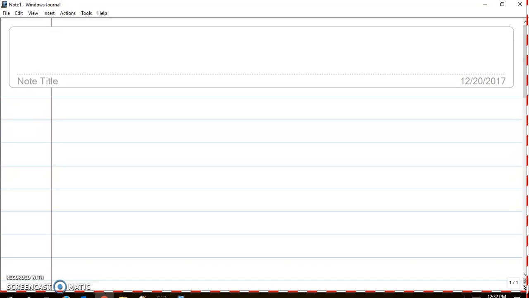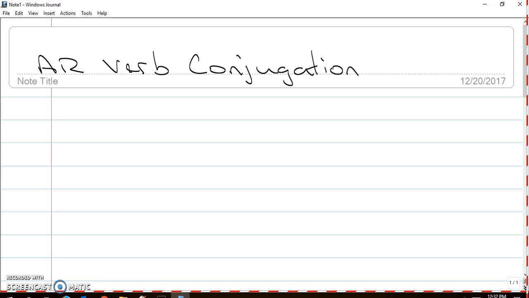For the fourth and final video for Unit 2, Lesson 1, we are going to deal with the topic of AR verb conjugation. Now, this one gets a little more in-depth, and it is page 96 of your textbook, by the way. This is probably the second most important thing you'll ever learn in Spanish, is how to conjugate a verb.